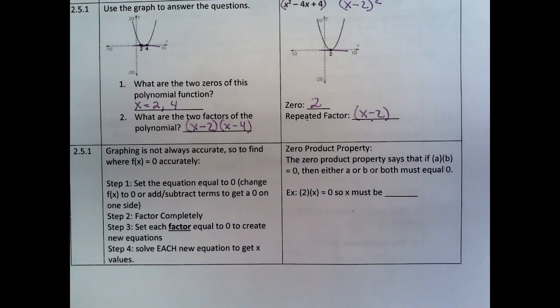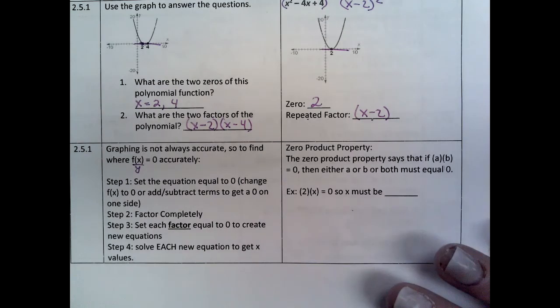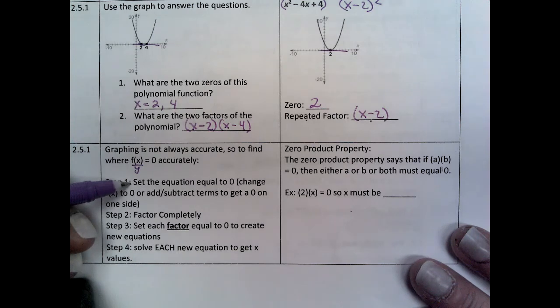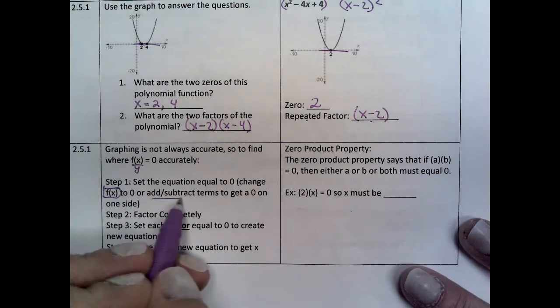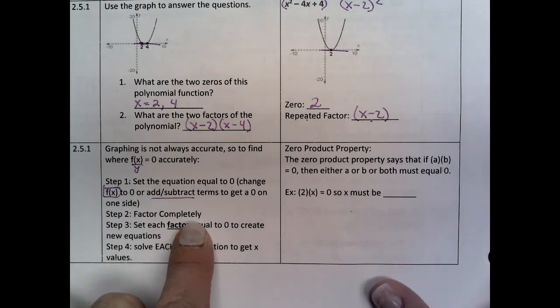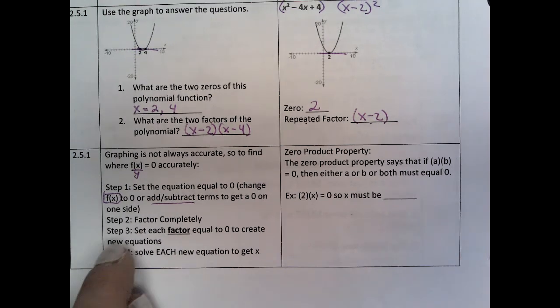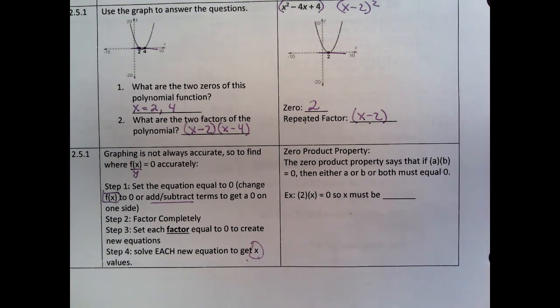All right, however, graphing is not always accurate. So to find where y, our f of x, equals 0 accurately, we're going to have to actually solve this using algebra. The first thing we're going to do is set the equation equal to 0. So we're going to change the f of x or the y to 0, or we're going to add and subtract terms to get a 0 on one side. Then we're going to factor completely, and then we're going to set each factor equal to 0 to create new equations. After that, we'll solve each new equation, and that'll give us x values.